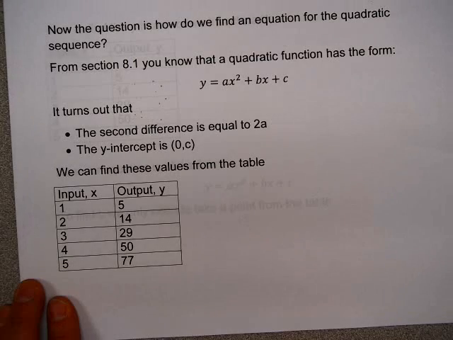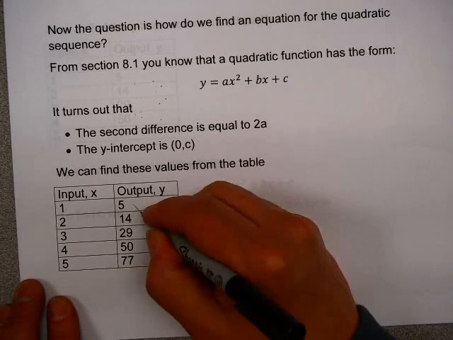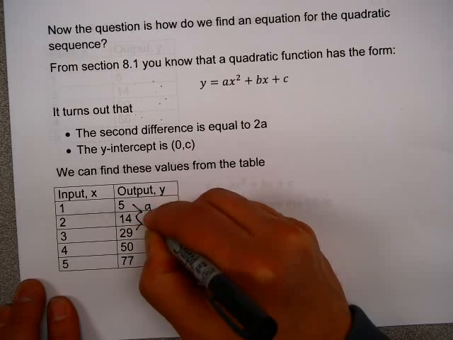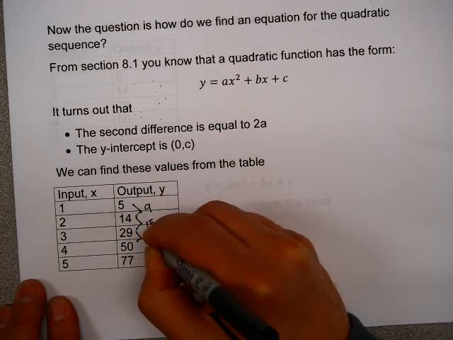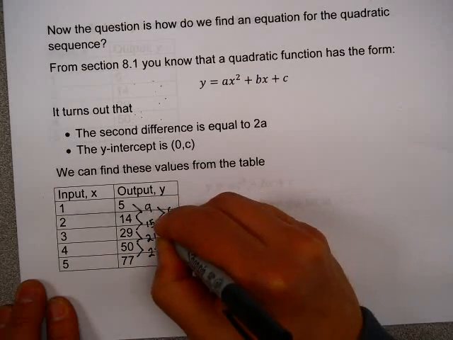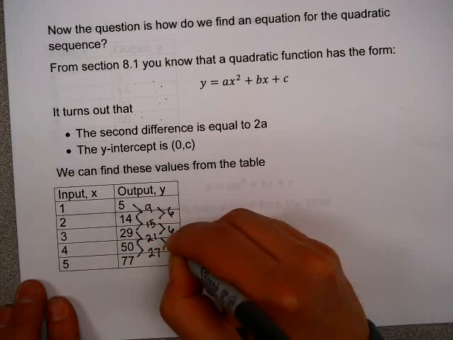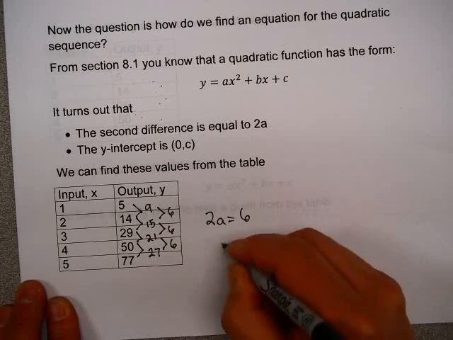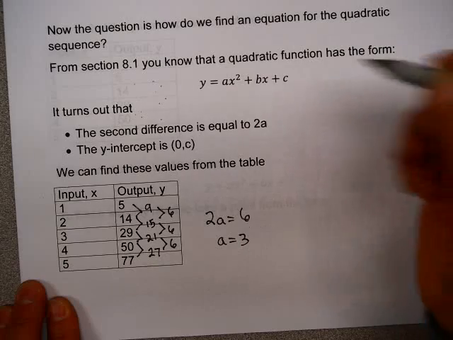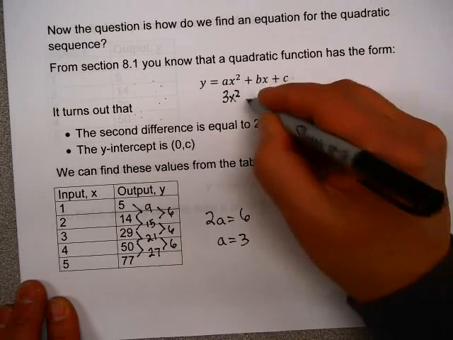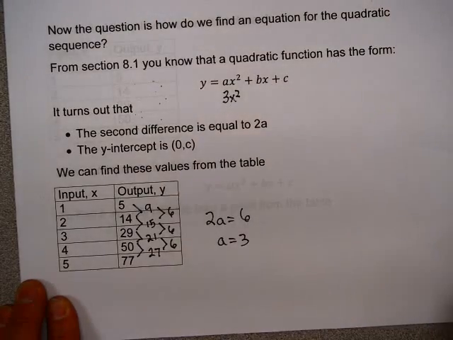Here's my table. First of all, that first difference we have to write down again. 9, 15, 21, and 27. And the second difference was 6, 6, and 6. So I know that 2a equals 6, which means a equals 3. So I have my a. Now I need both my b and my c.